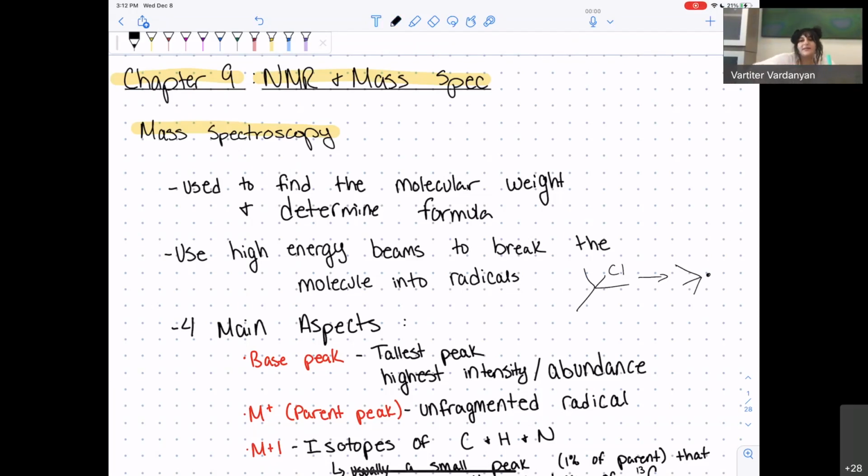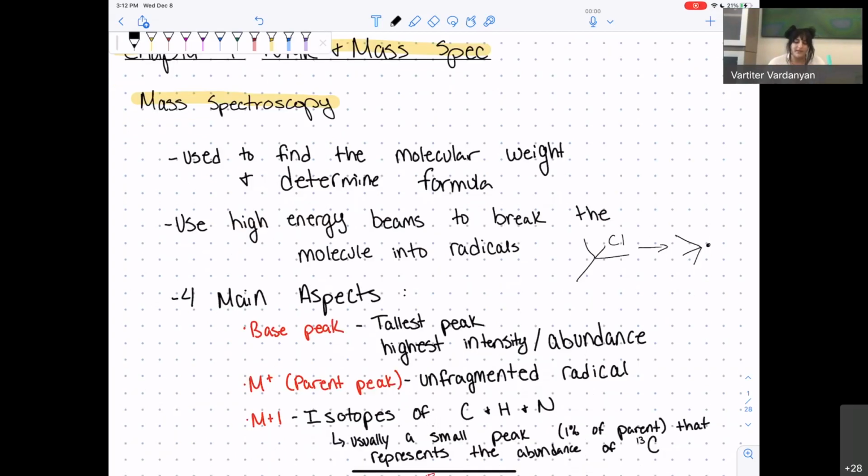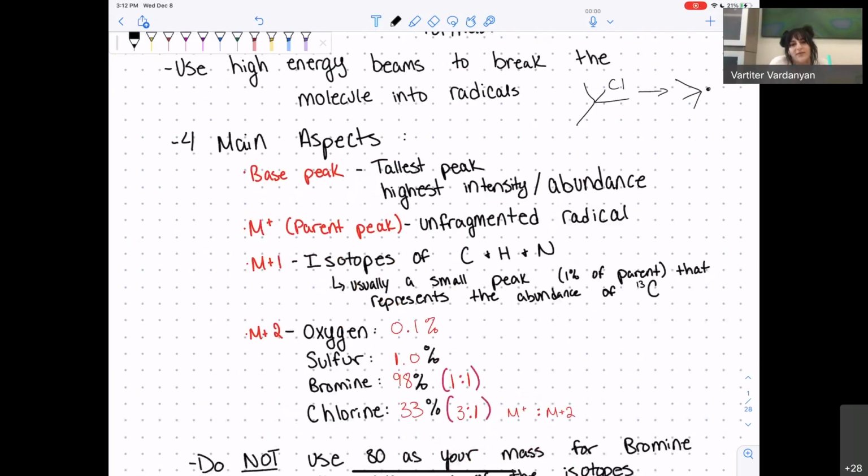So once we get this radical, we are going to figure out different things about our molecules. First things first, let's talk about the 4 main aspects of mass spec. This is very different than NMR, but for mass spec, we're going to talk about the tallest peak, which is the base peak. The base peak has the highest intensity or abundance. So it's the tallest peak in the whole entire spectrum.